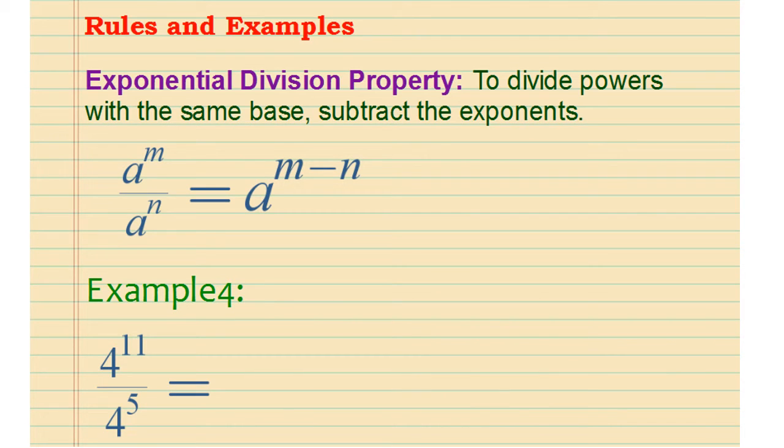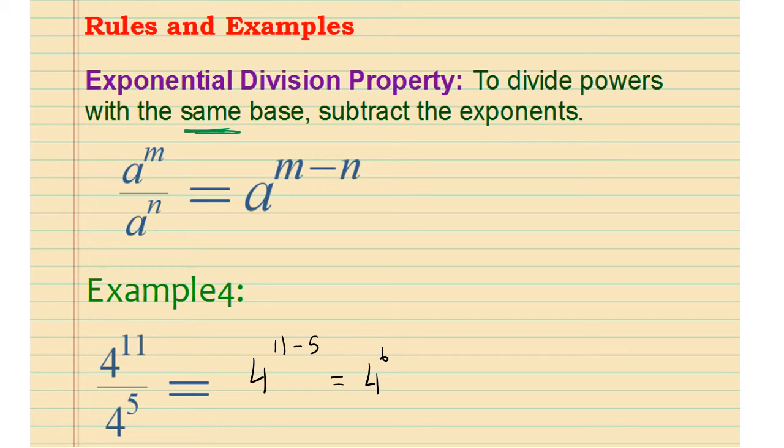Here's our next rule. It's the exponential division property. When we divide powers with the same base, we subtract exponents. In our example here, we have the same bases, and we will subtract exponents. 4 to the 11th power divided by 4 to the 5th power is equal to 4 to the 6th power.